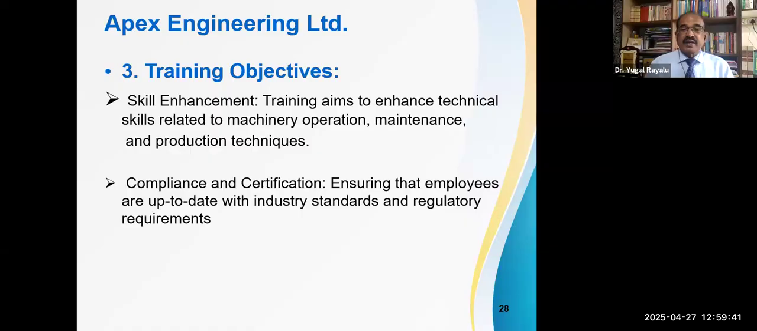And how much raw material is wasted to manufacture one bolt. That all speaks about the efficiency standards. So skill enhancement, compliance, and certification. Try to understand, friends, this is what we are discussing before starting the training. Before we impart training, we have to understand all this.